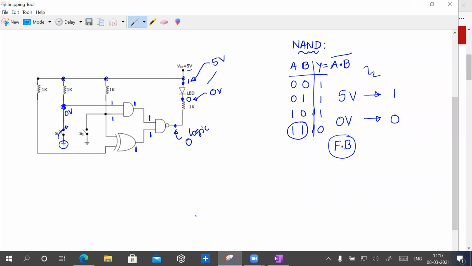So what do I say? 5 volt means we took logic 1. So there is 1 in this case. That's fine. And what about this?